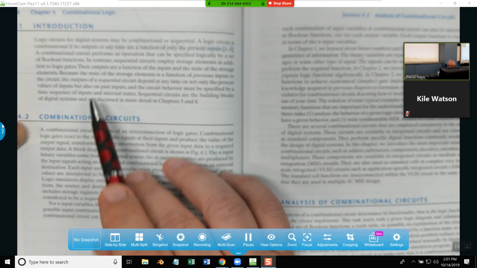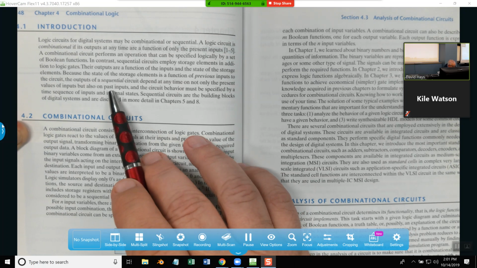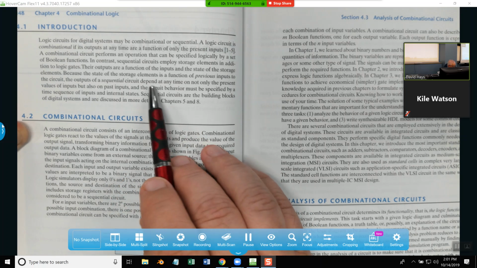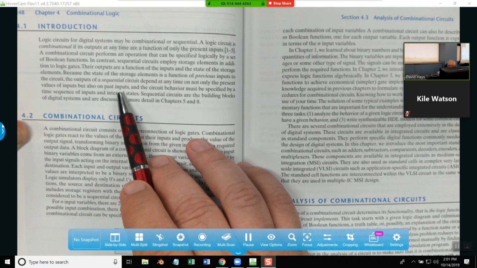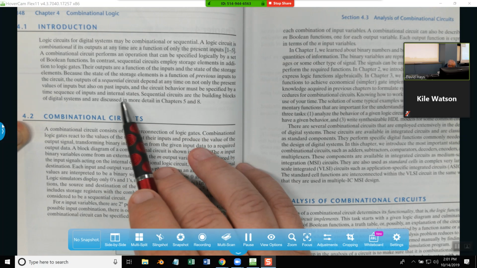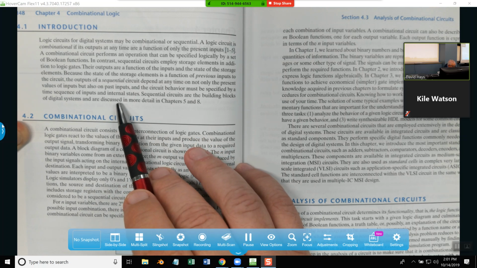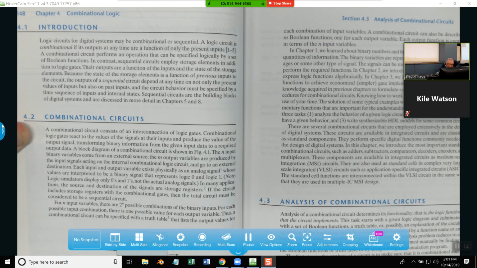Because the state of the storage elements is a function of previous inputs to the circuit, the outputs of a sequential circuit depend at any time not only on the present values of inputs, but also on past inputs. And the circuit behavior must be specified by a time sequence of inputs and internal states. It talks about sequential circuits, the building blocks of digital systems, being discussed in more detail in chapters 5 and 8.